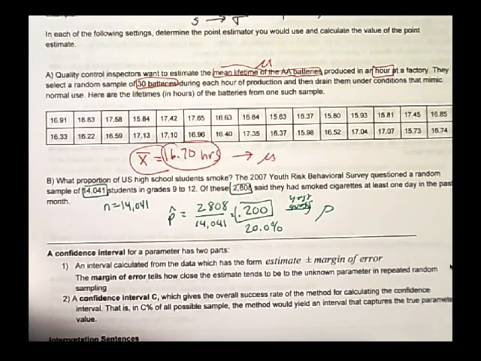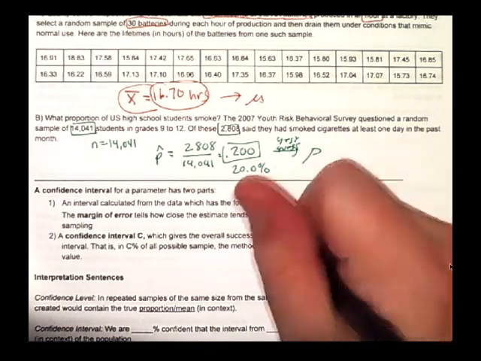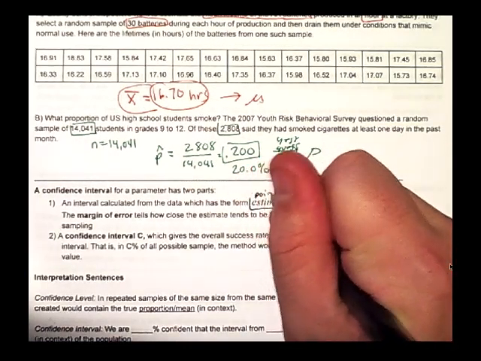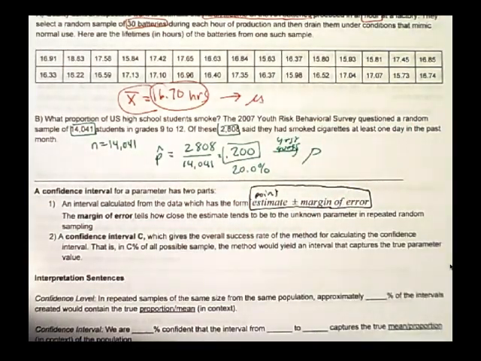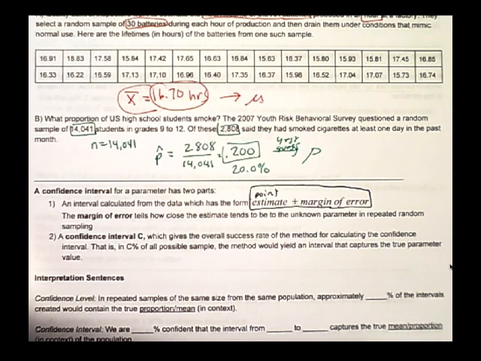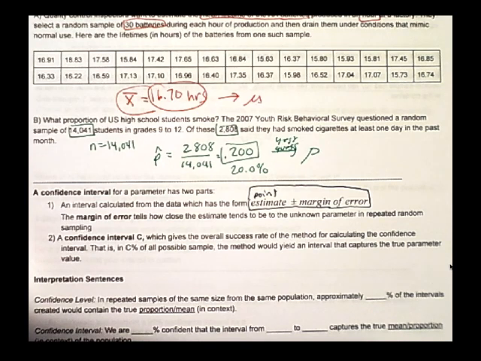Now let's go on to the next part. It says a confidence interval for a parameter has two parts. An interval calculated from the data, which has the form estimate plus or minus some margin of error. This is the point estimate, by the way. It says the margin of error tells how close the estimate tends to be to the unknown parameter in repeated random sampling. And number two, a confidence level, which gives the overall success rate of the method for calculating the confidence interval. That is, in C% of all possible samples, the method would yield an interval that captures the true parameter value.